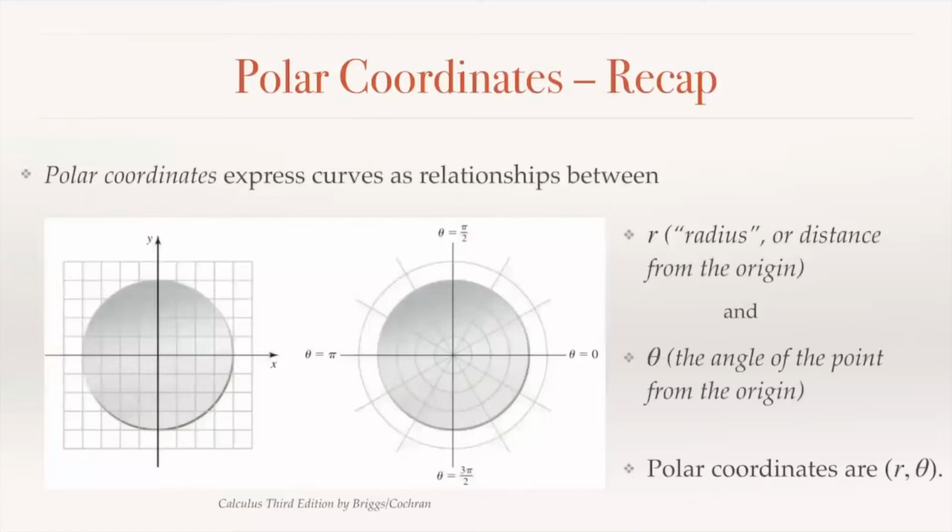Recall from the end of Calculus 2 that polar coordinates are another way of expressing points in R2. In the Cartesian coordinate plane, you have a coordinate a comma b that gives the x and y coordinates of the point. In the polar coordinate system, instead of the x and y coordinates being the ingredients, we have the radius r, its distance away from the origin, and then the angle theta that the point makes with the x-axis. So polar coordinates are in the form r comma theta.